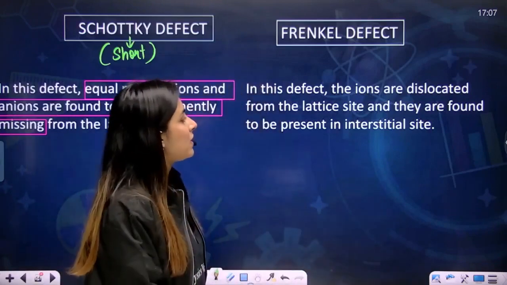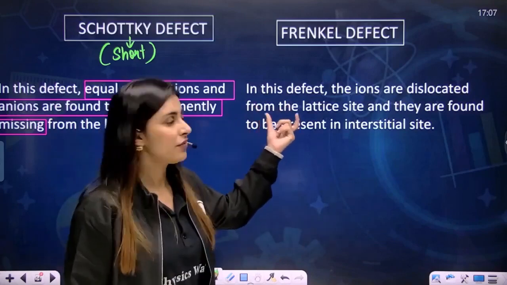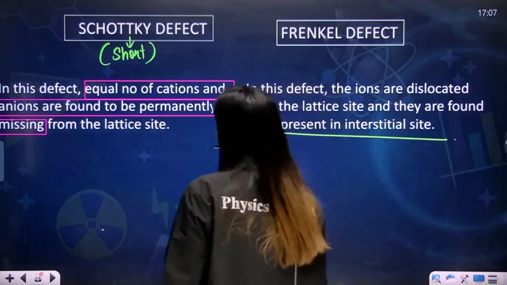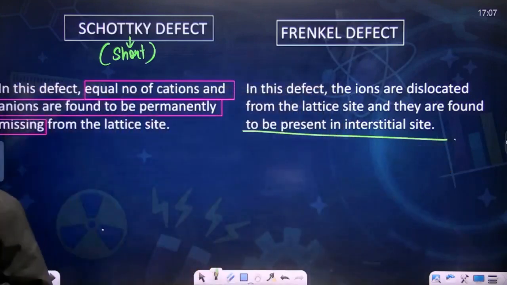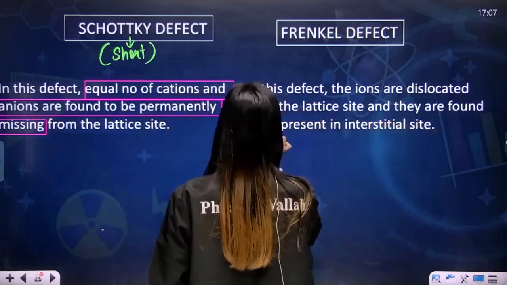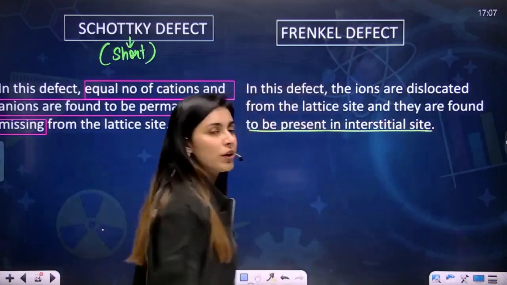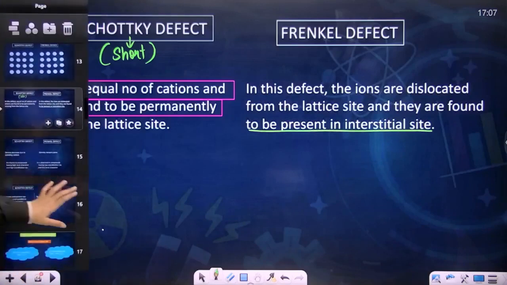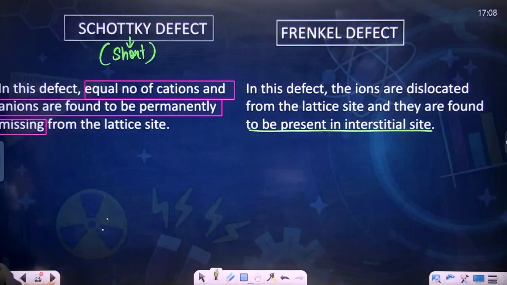Okay, let's talk about the Frenkel defect. In this defect, the ions are dislocated. They are dislocated from their lattice sites and they are found to be present in some interstitial position. Okay. Perfect. I hope you're clear with this. Very good, my dear students. You can write it down and then we'll move forward. Let's discuss another point. I hope you've written it.